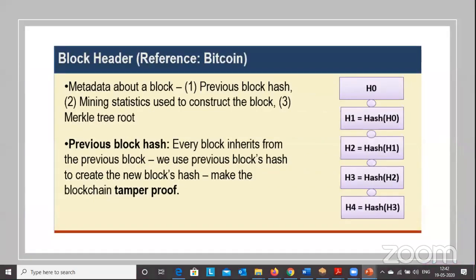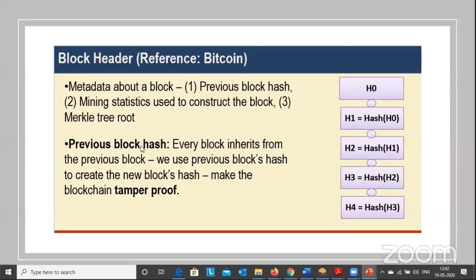Now the header. What is the block header? It consists of the previous block hash, the mining statistics used to construct the block, and the Merkle tree root. Here we have a diagram. This is the previous hash. We are going to discuss the previous block hash. Every block inherits from the previous block, so H1 is built from the previous H0, like that.